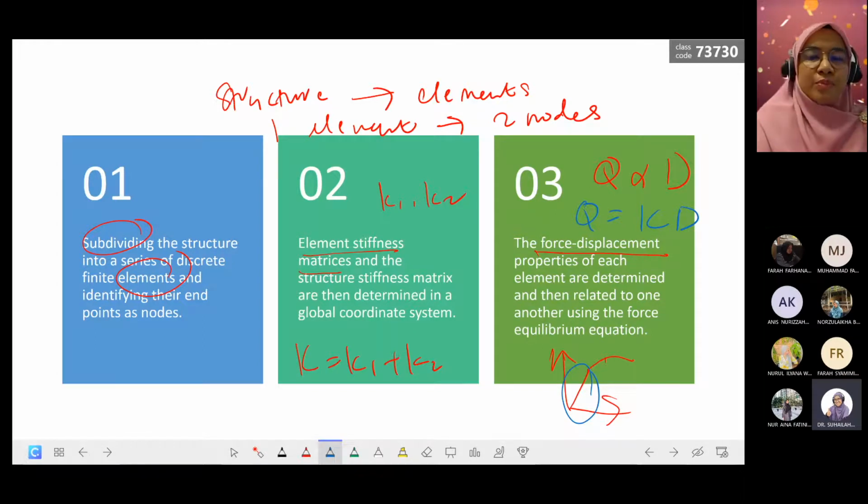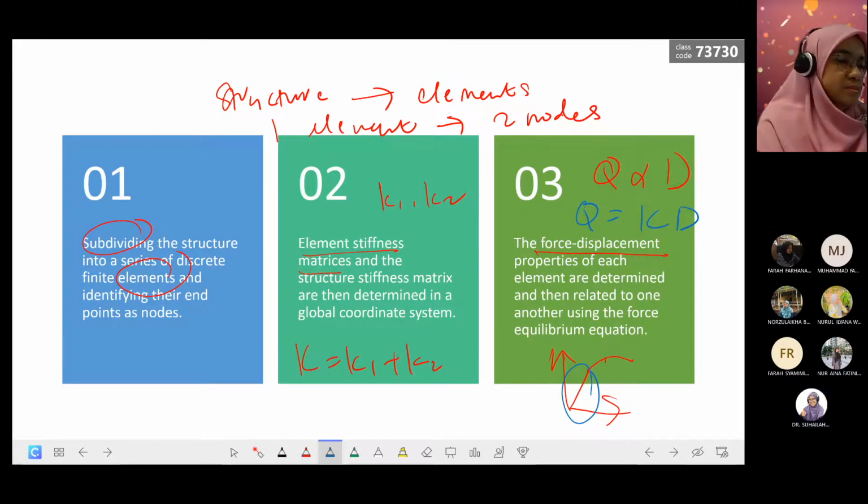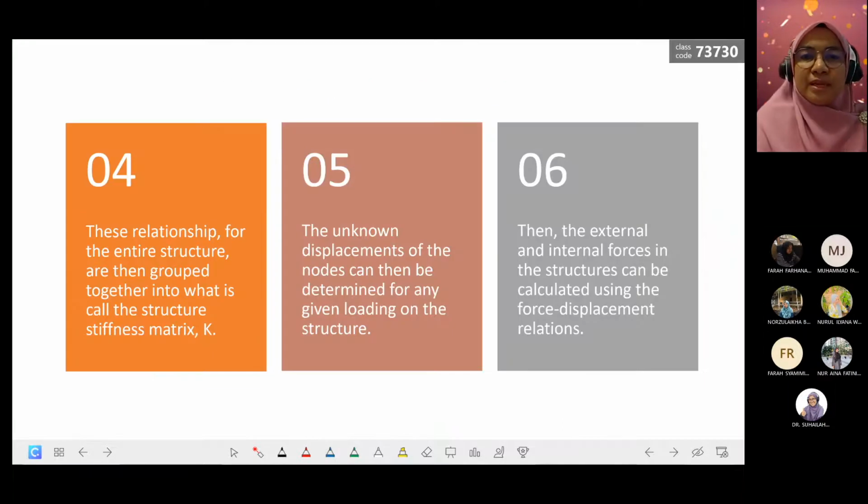Okay, force displacement properties, and then we will use this to calculate displacements and forces. It is called the force displacement equation. It is also called the force displacement relation. It is also called the stiffness equation. Okay, this relationship for the entire structure is grouped together into what is called the structure stiffness matrix. The unknown displacement of the nodes can then be determined. Unknown displacement first, for a given loading.